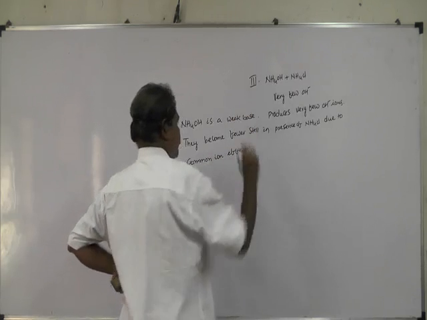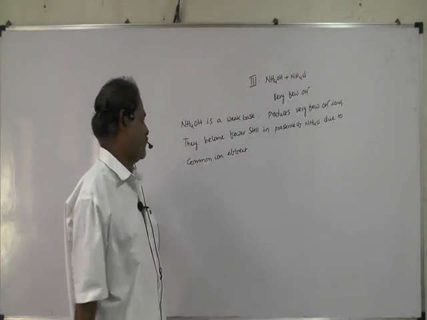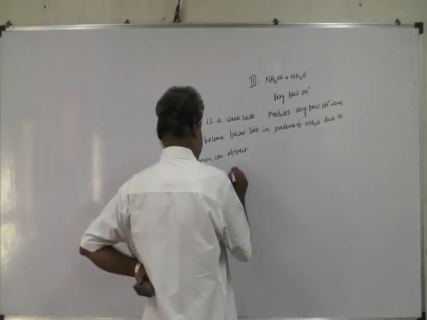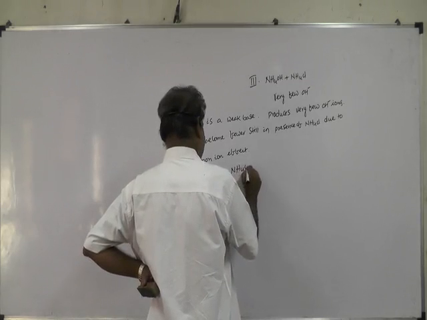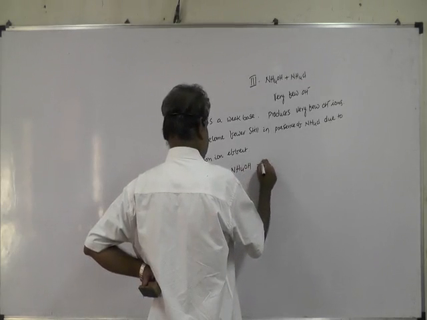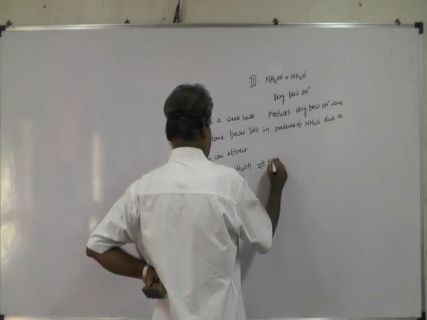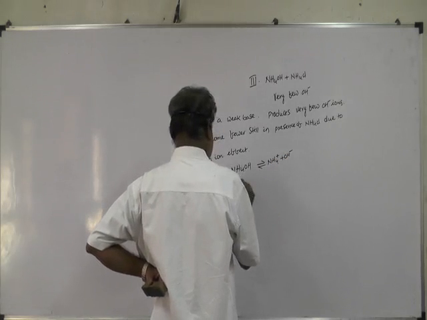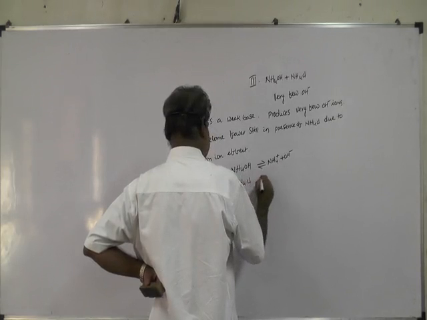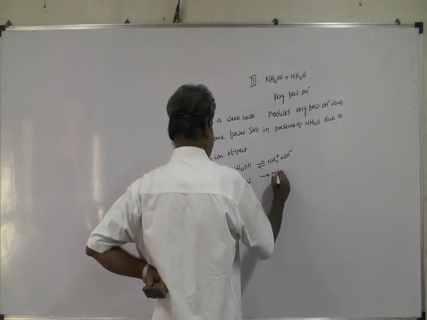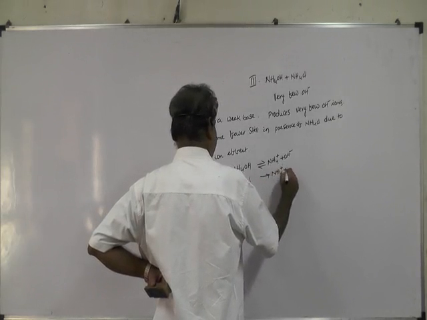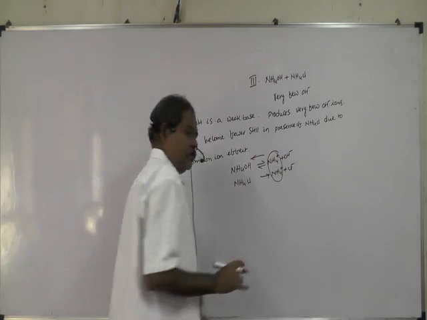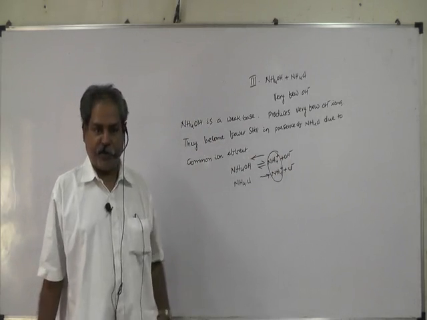I think my handwriting has improved a lot. Last time it was illegible. NH4OH gives NH4+ and OH-. NH4Cl, no equilibrium here, and this is the common ion, and the ionization of ammonium hydroxide is suppressed.